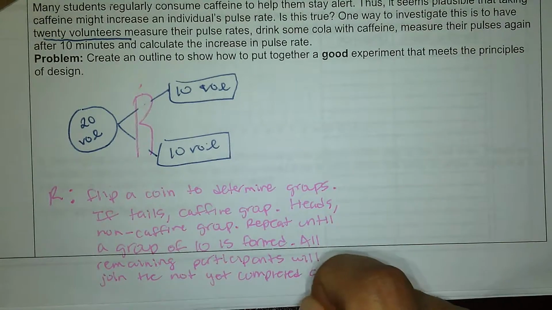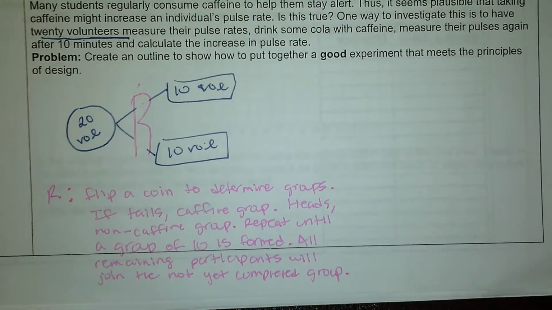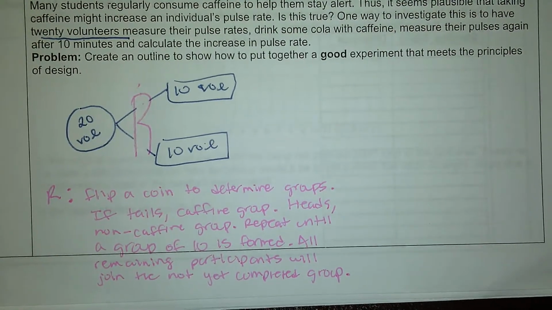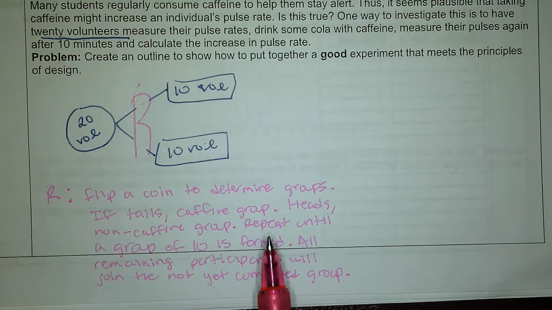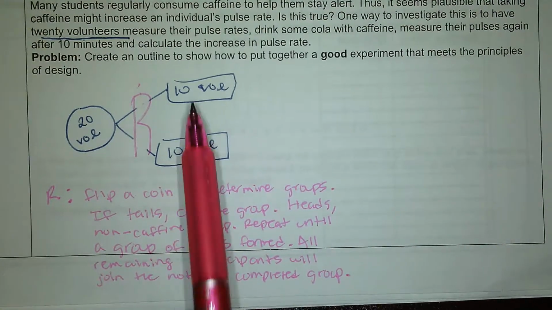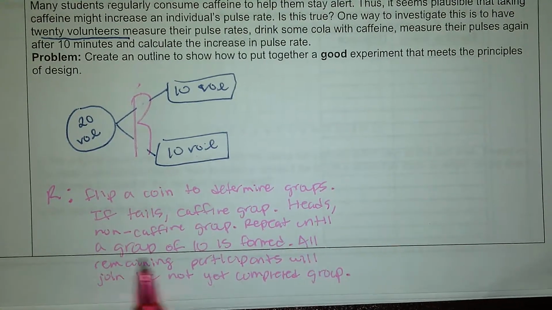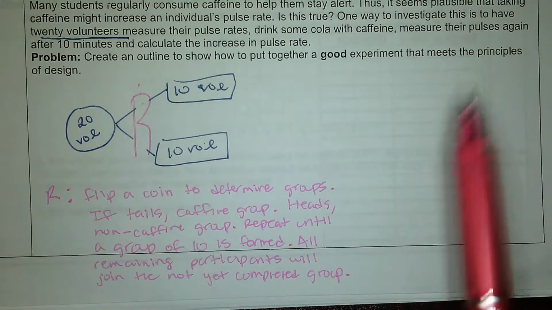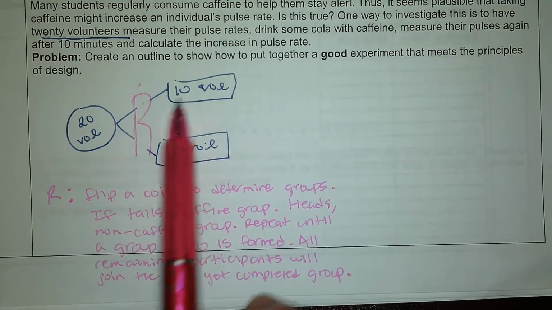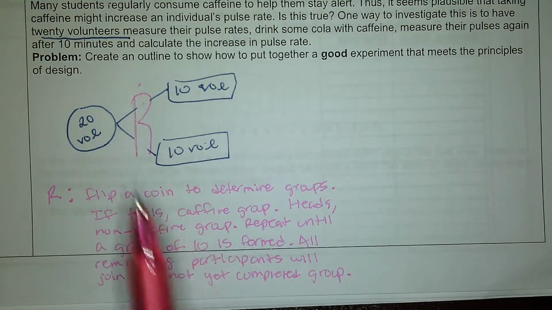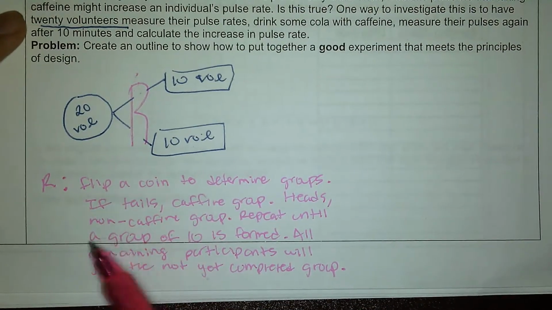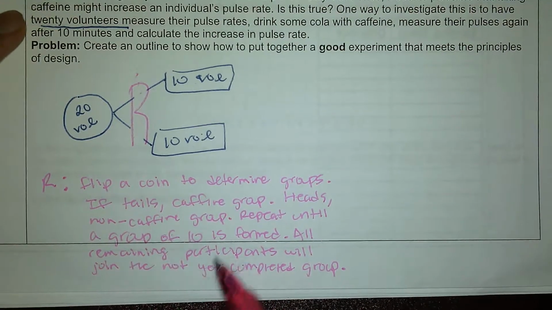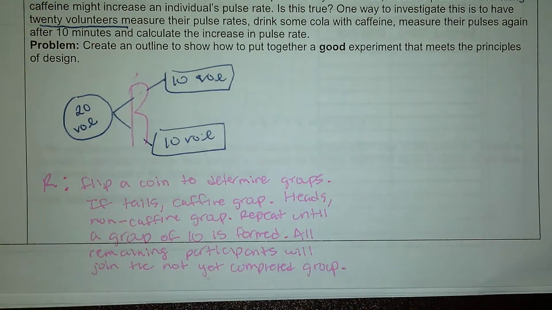So notice how specific I was there. Yes, we're going to flip a coin. If tails, caffeine. If heads, non-caffeine. Now, I can't just leave it at that because, again, what if I get all 20 heads or 20 tails? Then my groups are not balanced. So in order to ensure this balance, I'm going to repeat this until one group of 10 is formed. Once that group is formed, then all the remaining participants will join the other group that has not yet been completed. So when you're talking about your randomization method, we are expecting this much detail in what happens to ensure that your groups are as identical as possible.